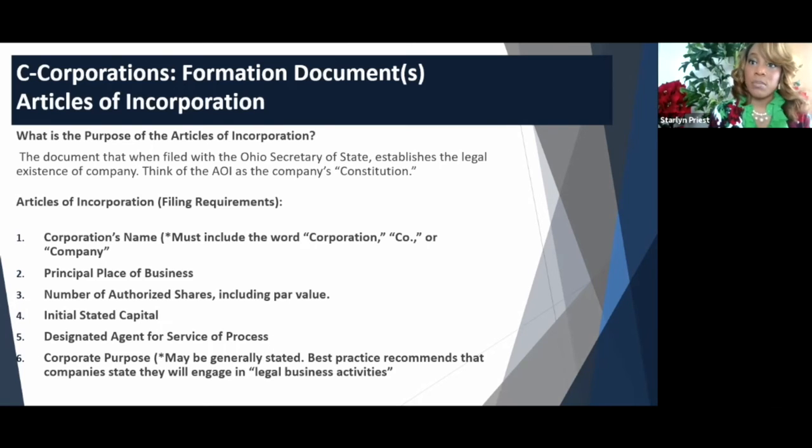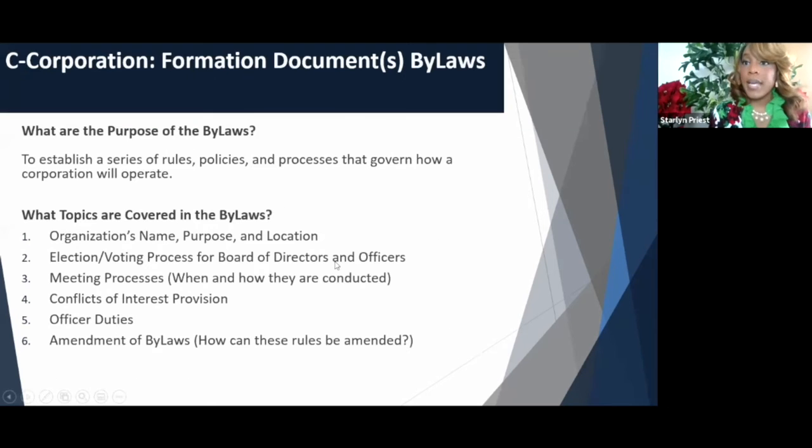Your initial stated capital, so that's the money that's going in, the first round of capital that's actually put into the company. You're going to have a designated agent for service of process. As I mentioned, that's someone who is responsible if you have to be served; that would be your contact for that. And then corporate purpose, as I mentioned before, you find today that it's left blank a lot of times, but it can be more generic, and your attorney will probably recommend you have something listed on the articles of incorporation, like legal business activities. It's pretty broad.